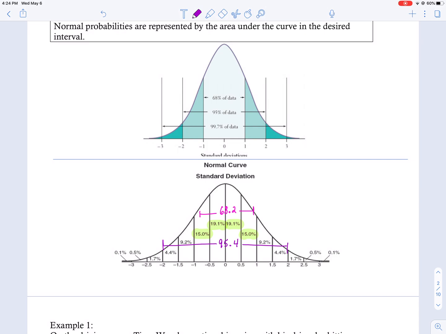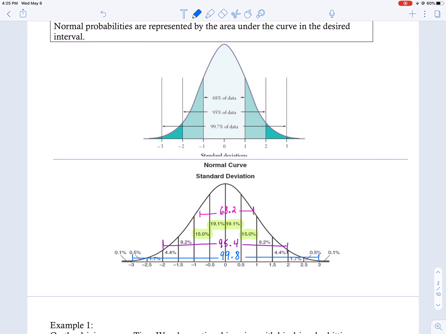Okay, so you kind of see where those numbers are coming from. If I did from here 3 all the way to here 3, it's like 99.8%. All the way to that 3. Okay, just so you can kind of see that.